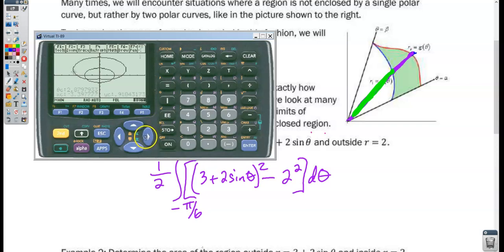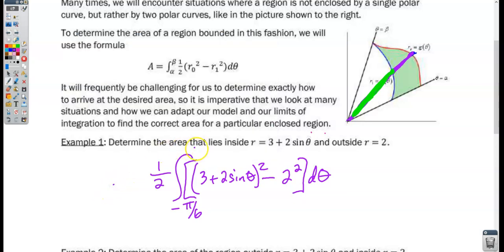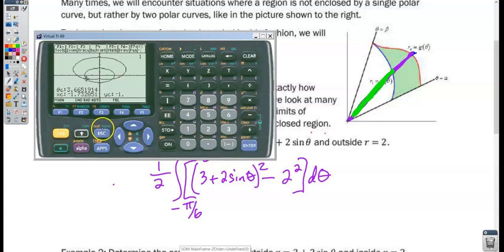But if we go over here to where the two curves intersect again, there it is. That is at 7pi/6. So that's going to be my upper limit of integration. And now I'm going to just go ahead and calculate.